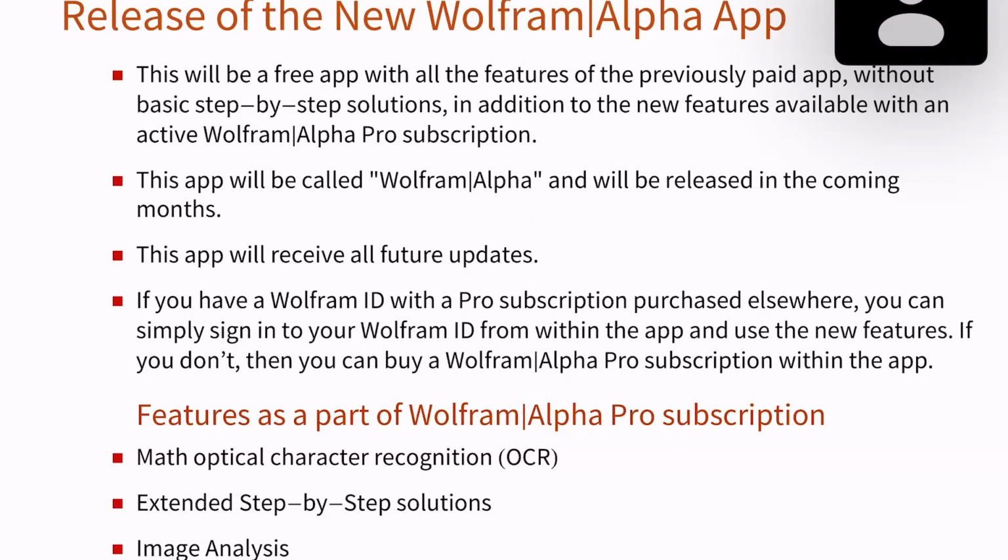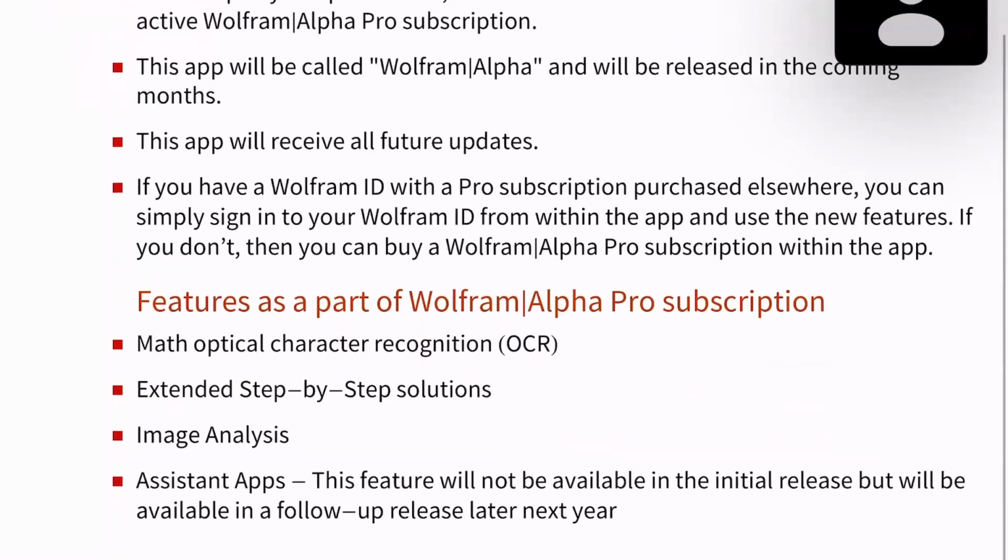So let's talk about the features that are part of the Wolfram Alpha Pro subscription. The number one requested feature for iOS, the Math OCR, is also coming to Android, which I'll demo in a bit. And then the extended step-by-step solution. This has been part of the iOS app for quite some time, and it's also coming to Android, which I'll also demo. And then the image analysis, which Nick called image as input, where you can run computations and filters on images. And the assistant apps.